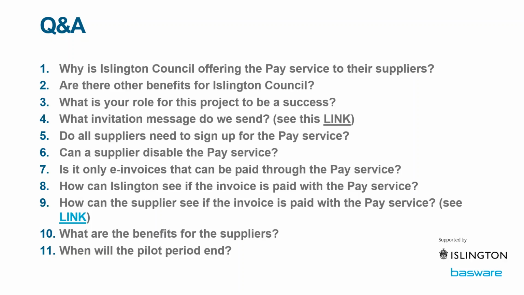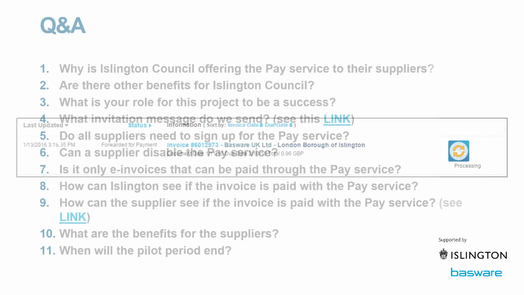Number 9. How can the supplier see if the invoice is paid with the pay service? As a supplier, you can use the portal to type in your invoices, and in the document overview there is an indication of the payment method. Let me show you an example of this. Here you can see an invoice, and the payment method is in process. When it's paid with the pay service, there will be an indication, a small icon here as well.